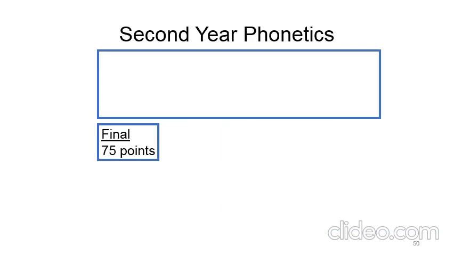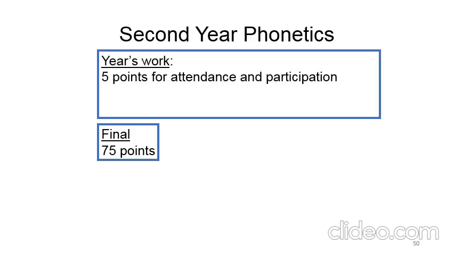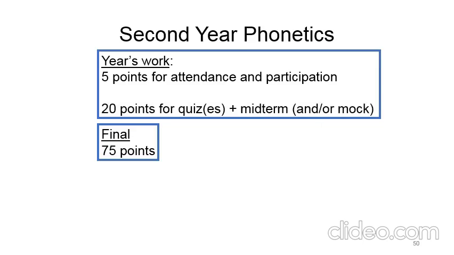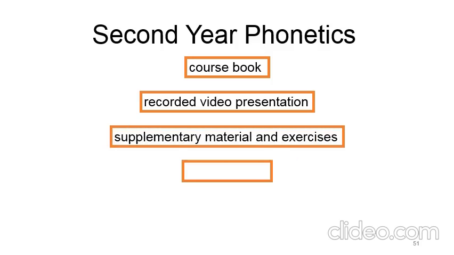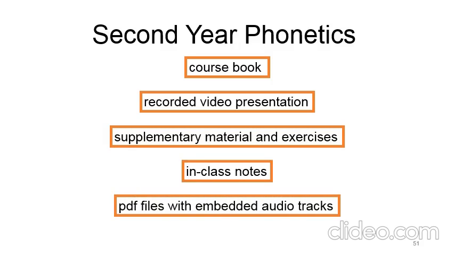Our course has 75 marks on the final and we have 25% towards coursework. Coursework includes 5 points for attendance and participation, and then 20 marks over quizzes, the midterm, and the mock. Once again, we have a course book and we have a recorded video presentation weekly. Please watch it before you go to class. Take notes. Do the exercises and take those with you to class. There are supplementary materials and exercises. Take notes in class. After class, you will receive on the Facebook page a PDF file with embedded audio tracks.